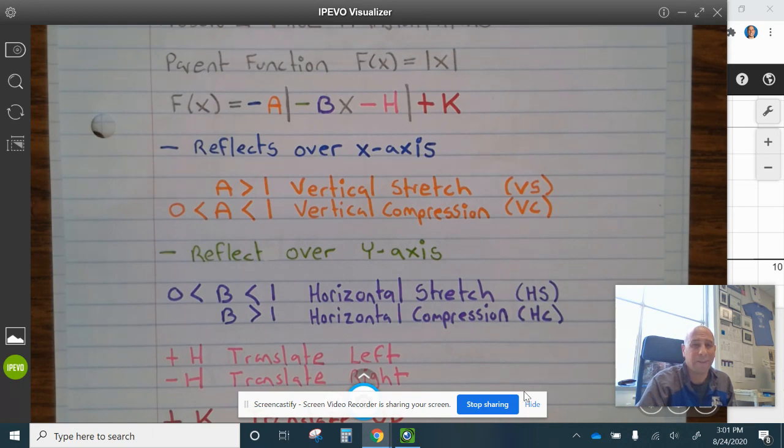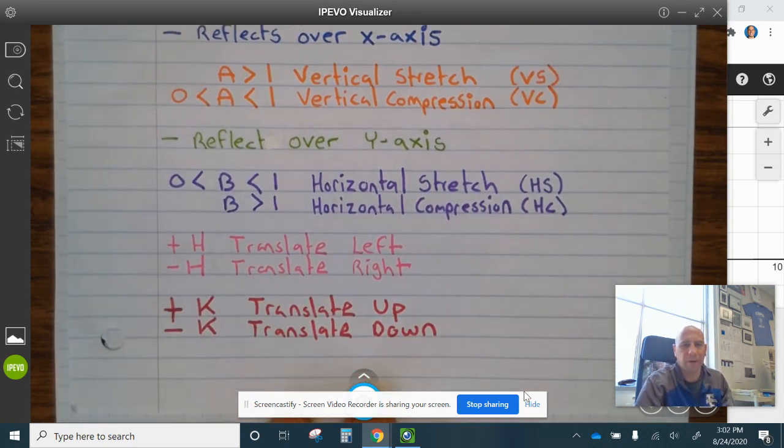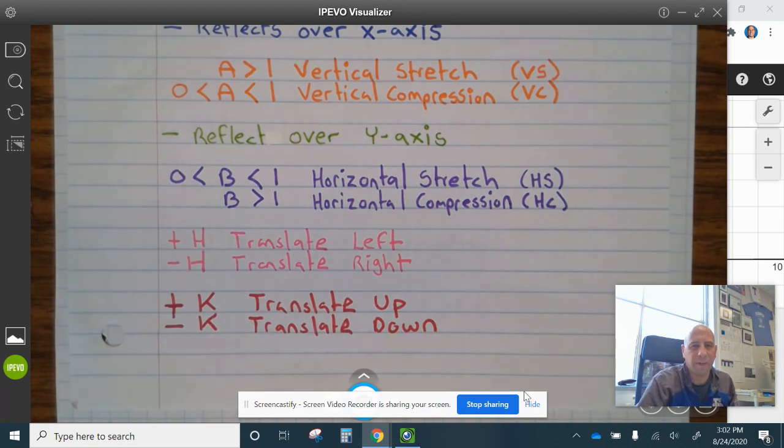When there's a negative in front of the b, inside of the absolute value, it reflects over the y-axis. When b is greater than 0 but less than 1, it's a horizontal stretch. When b is greater than 1, it's a horizontal compression. When it's plus h, it translates left. When it's minus h, it translates right. When it's plus k, it translates up. When it's minus k, it translates down.